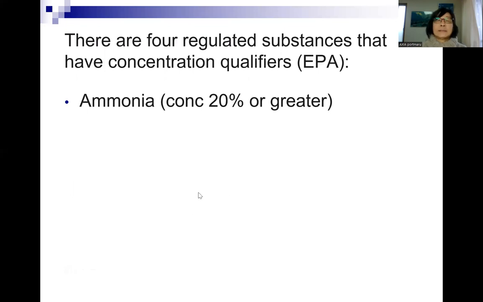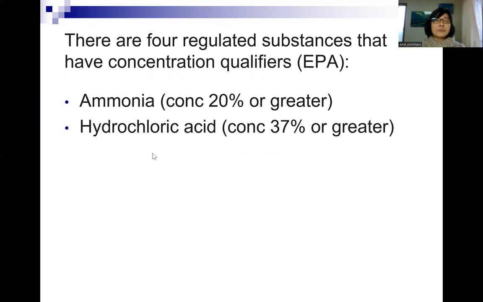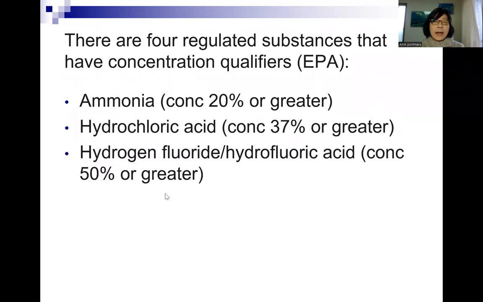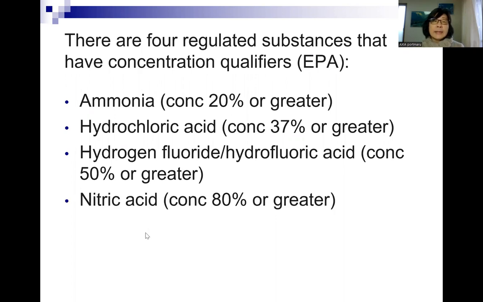And in the United States, there are four regulated substances that have concentration qualifiers by the Environmental Protection Agency of the United States. Ammonia, concentration of 20% or greater. Hydrochloric acid, concentration of 37% or greater. Hydrogen fluoride, or hydrofluoric acid, concentration of 50% or greater. And nitric acid, concentration of 80% or greater. So they are regulated. And these are the indices of the percentage.